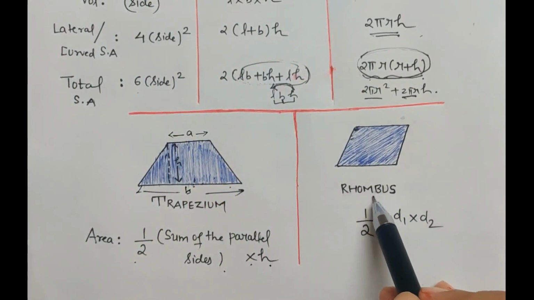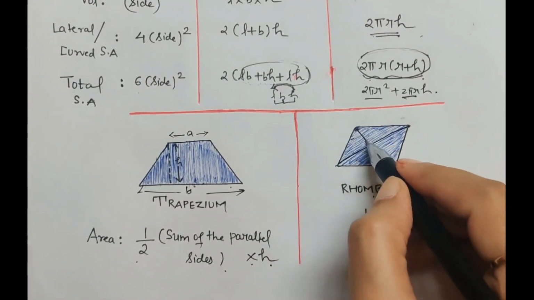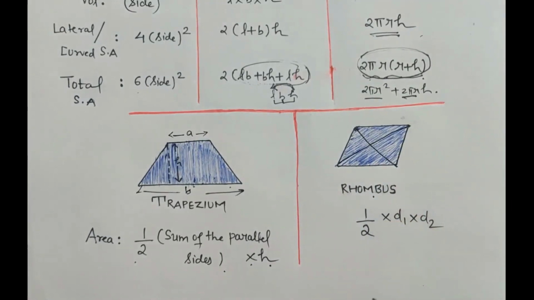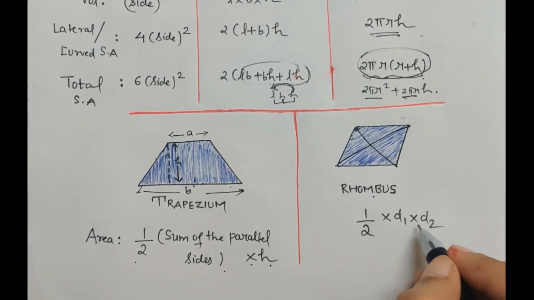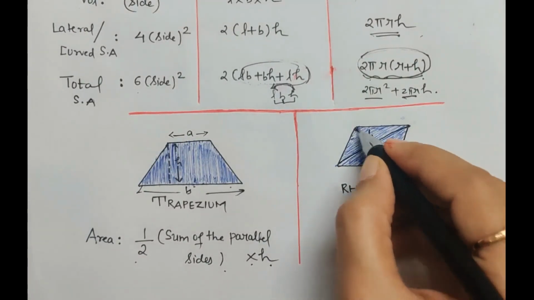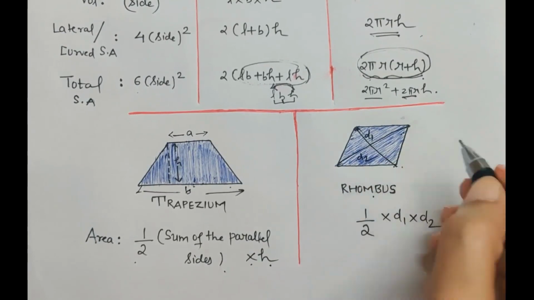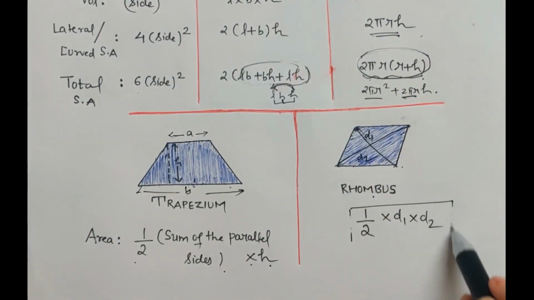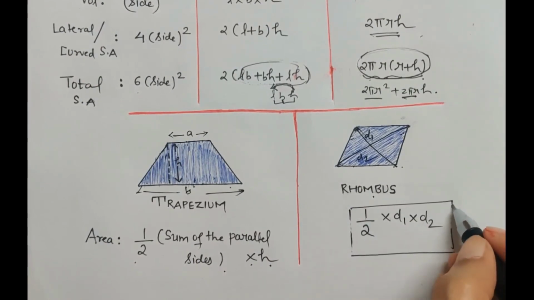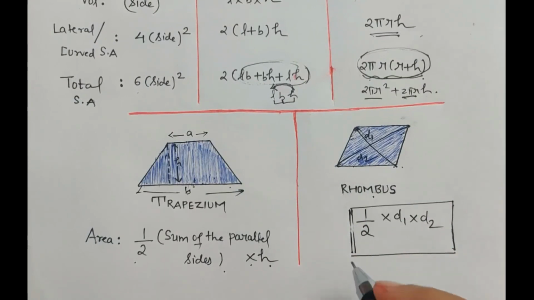Next figure is rhombus. There are two diagonals in a rhombus. Obviously it is a quadrilateral, so it will have two diagonals, and its area is half of the product of the two diagonals. Let us say this is the length of diagonal 1 and this is the length of diagonal 2, so it is just the product of the two diagonals multiplied by half. So these are the very important formulas in this chapter, and in the next videos I will be solving questions based on them. Thank you.